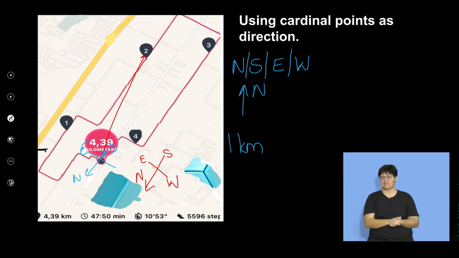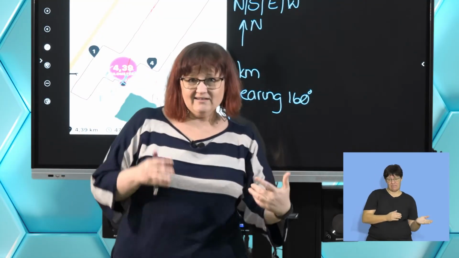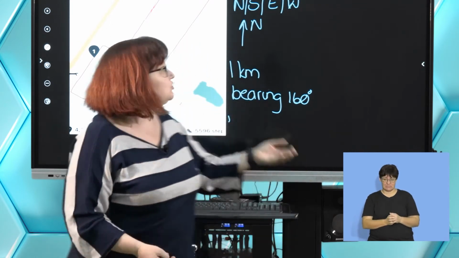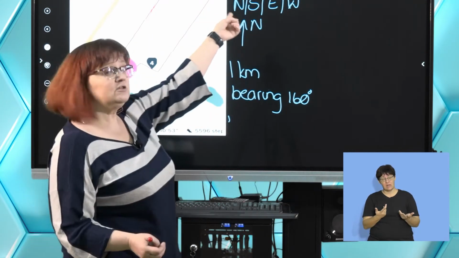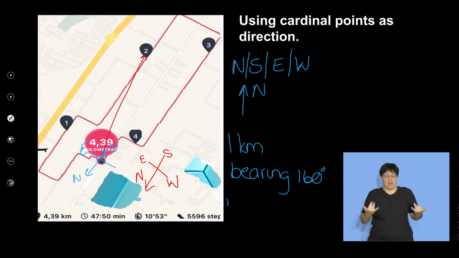We've done that before, and I'd say she was 1 kilometer bearing, looking at that angle, 160 degrees. That is far more accurate for me as a displacement, far more accurate, because I can tell exactly where it was, whereas the left, right, up, down doesn't really help me. So sometimes the cardinal points are a much better indication of where I am, okay?